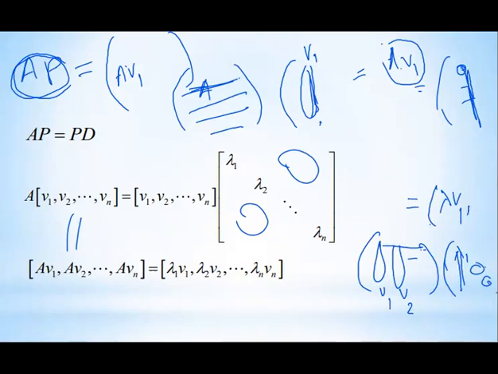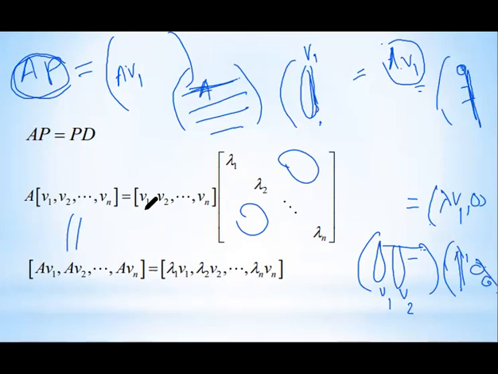Other columns are equal to 0 if you have 0 for all other values of the diagonal, right? So if this is lambda 2, then the second column should be lambda 2 times v2, and the third column would be lambda 3 times v3, and the final column is lambda n times vn. So are you with me, or do you understand this?